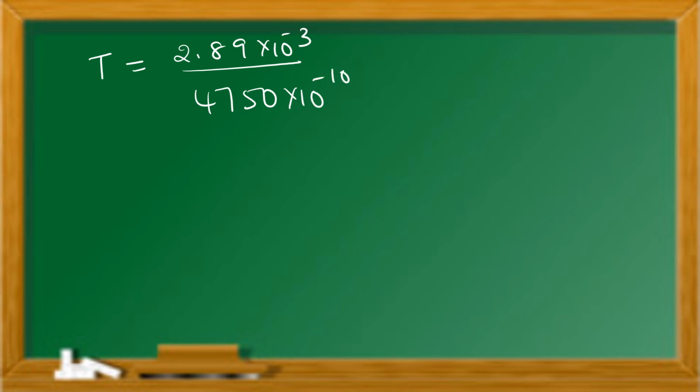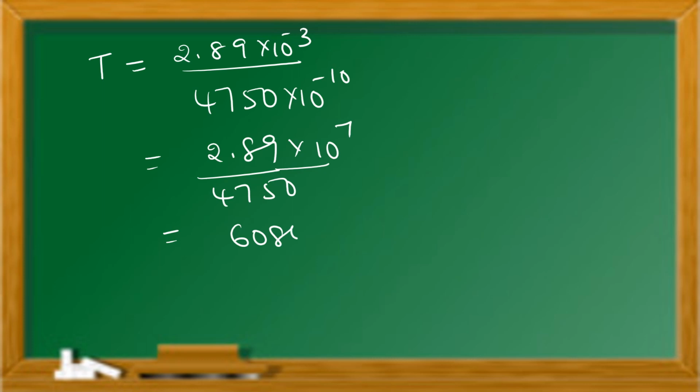power of minus 10. So that is equal to 2.89 by 4750 into 10 to the power of 7. So that is approximately, after division we are getting 6084.2 Kelvin. So T is approximately 6084 Kelvin. This is the final answer. Okay. Next we will go to the next question.